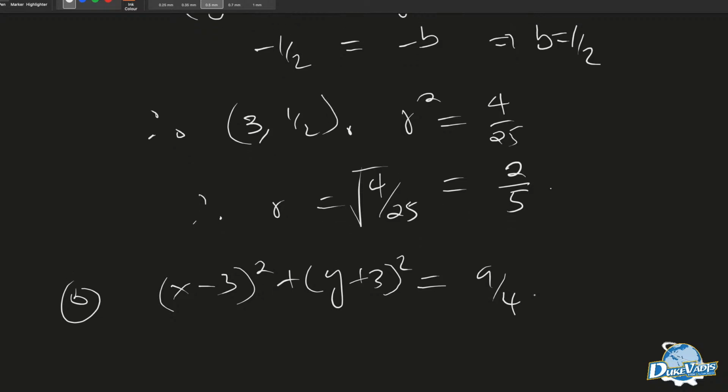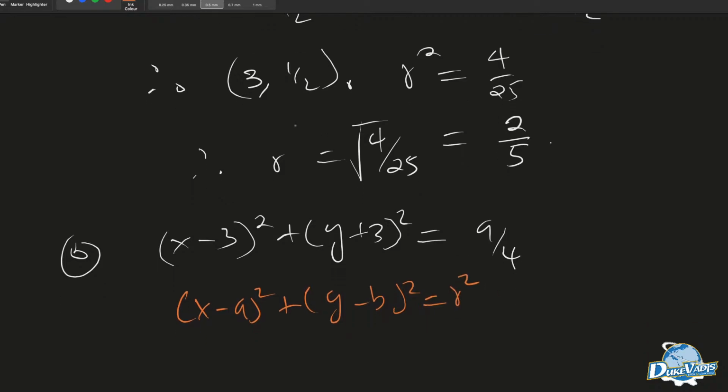As we compare to our general equation, what are we going to get? This is our general equation, which is always given as x minus a squared plus y minus b squared equals r squared. So let's go back. So by comparing.